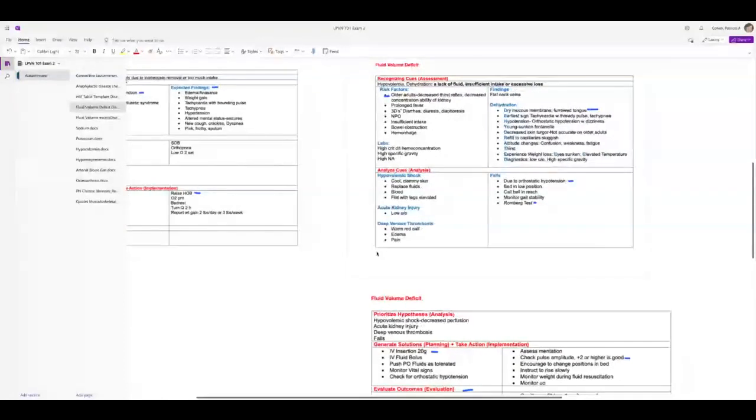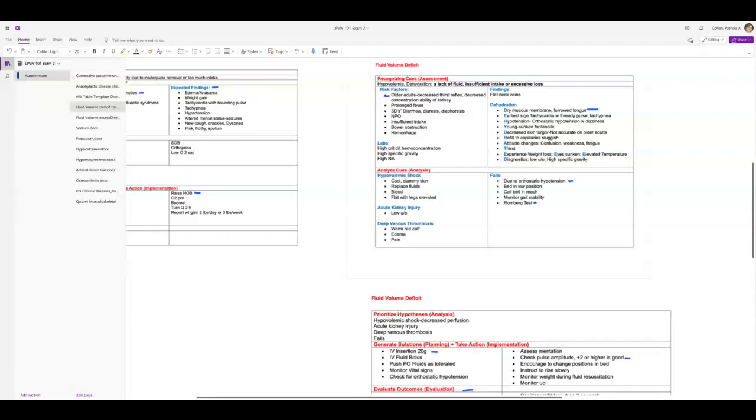Now older adults are at risk for fluid volume deficit because they have a decreased thirst reflex. They don't remember to drink. They have decreased concentration ability of their kidney, so they could be excreting more urine that's closer to water concentration. Prolonged fever can also lead to fluid volume deficit. Bowel obstruction. You can sequester up to 5 liters of fluid in your bowel if you have a bowel obstruction.